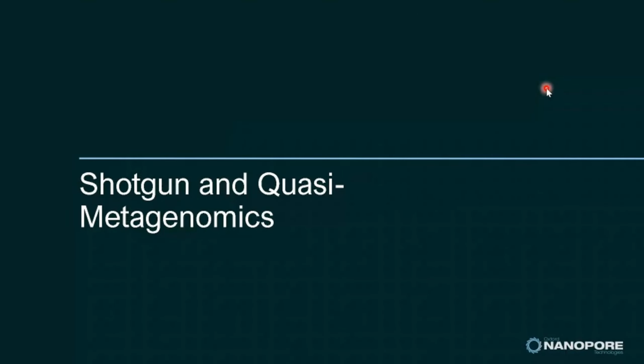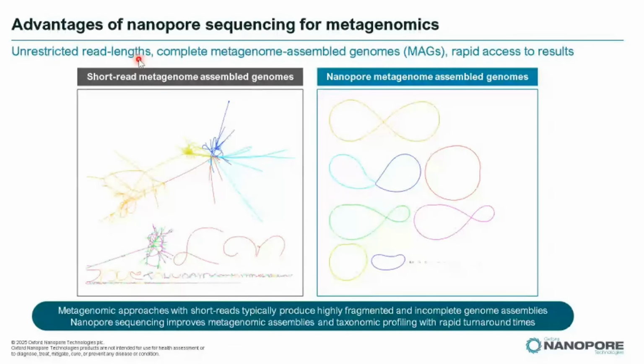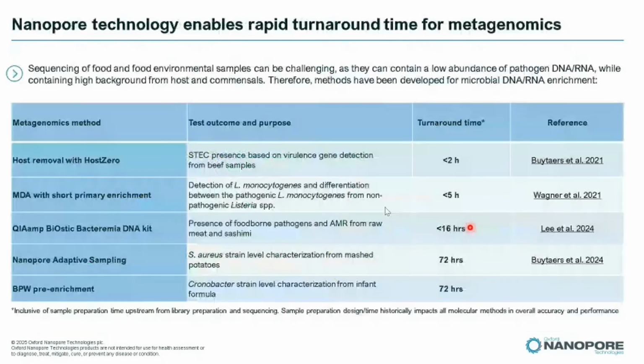So the second last sharing section of today will be the shotgun and the quasi metagenomics. The advantage of nanopore sequencing for metagenomics is that we are producing longer fragments. So after the assembly, we are able to join and stitch the information better, and give you more information for the analysis. Nanopore sequencing technology enables a rapid turnaround time for metagenomics.